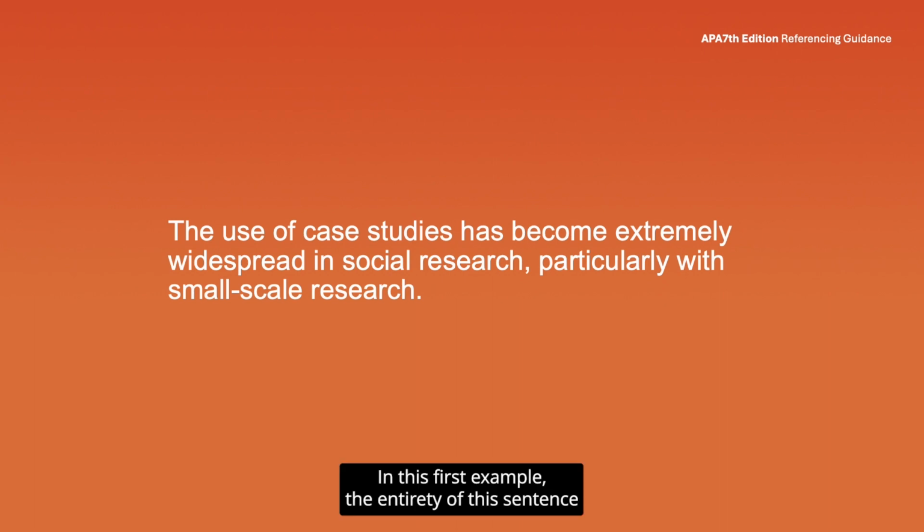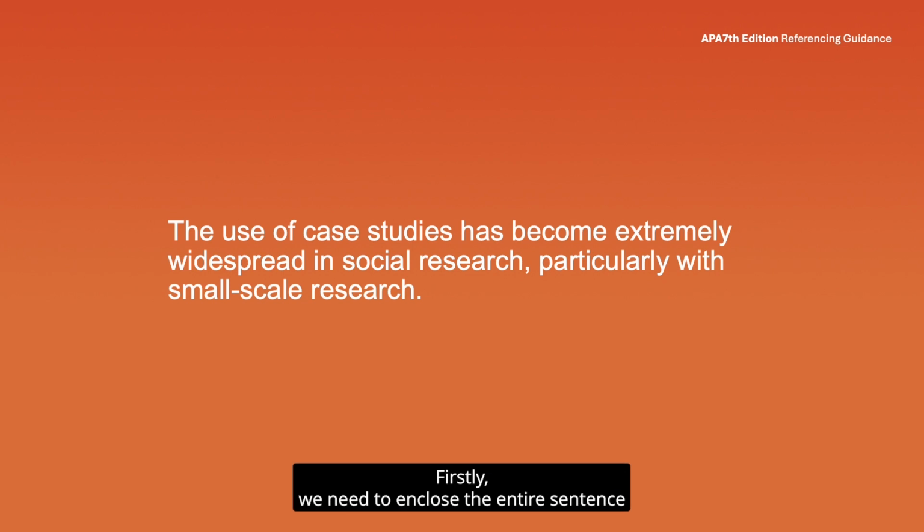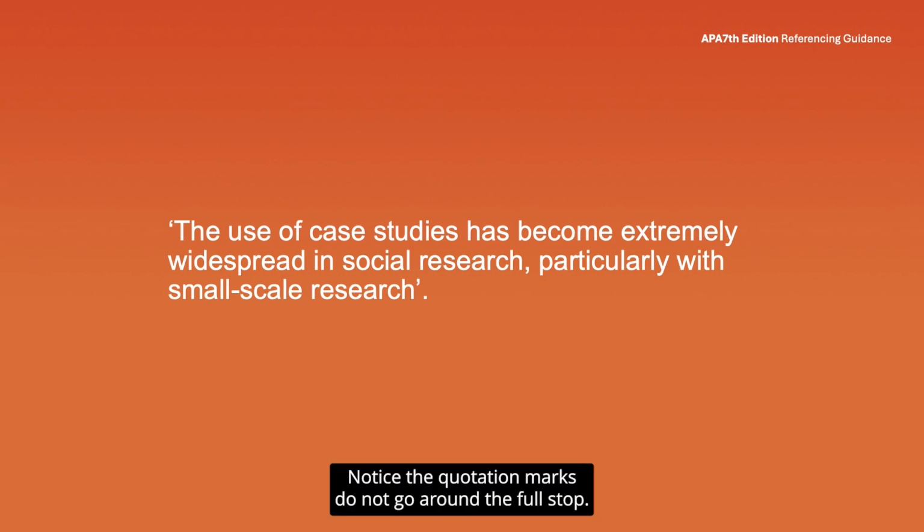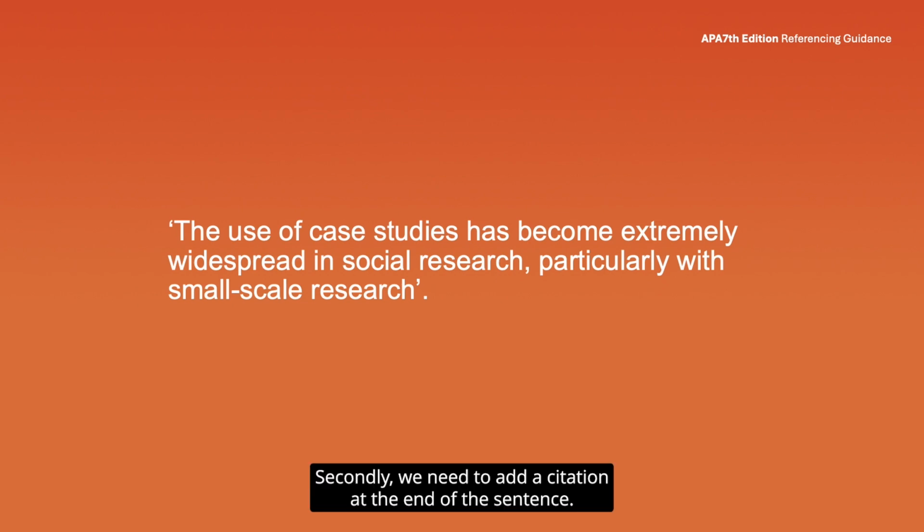In this first example, the entirety of this sentence is a direct quote from an author. To format this correctly, we need to do two things. Firstly, we need to enclose the entire sentence within single quotation marks or inverted commas. Notice the quotation marks do not go around the full stop. Secondly, we need to add a citation at the end of the sentence.